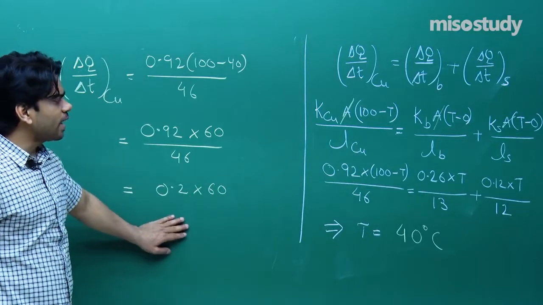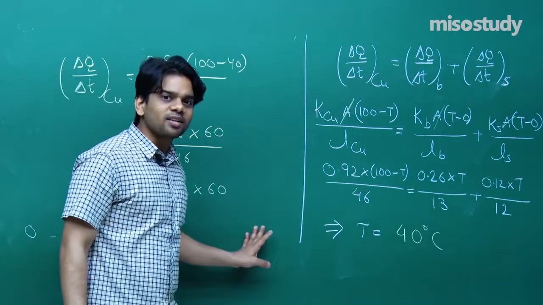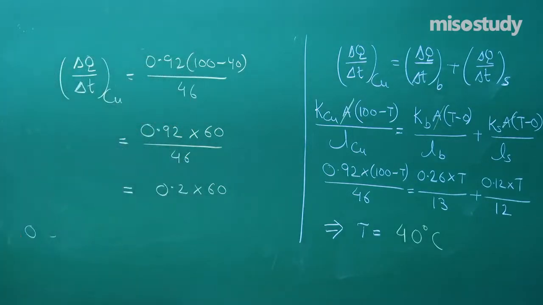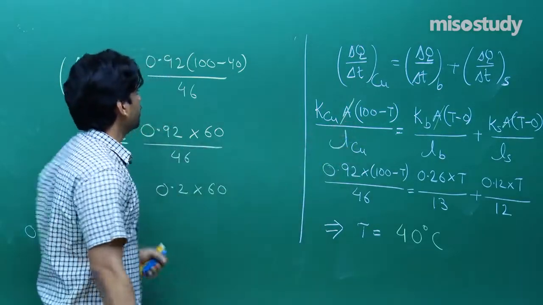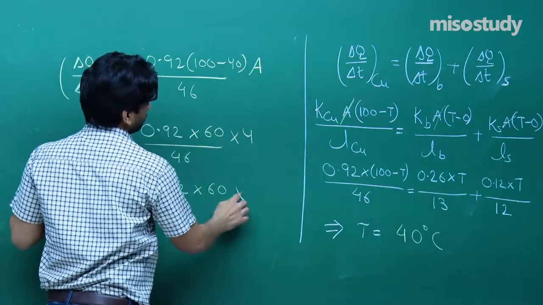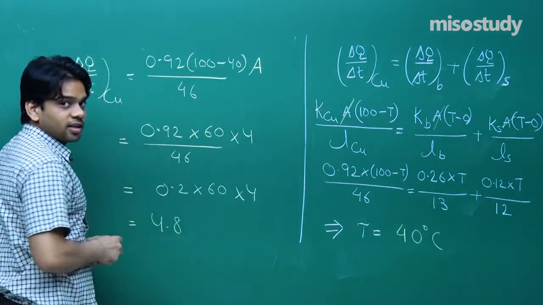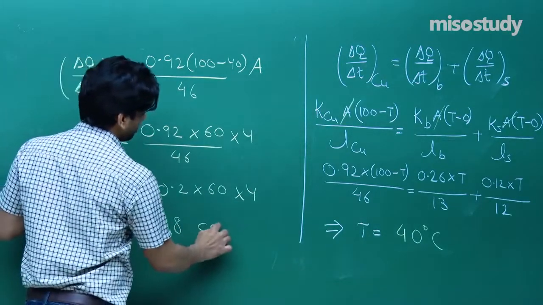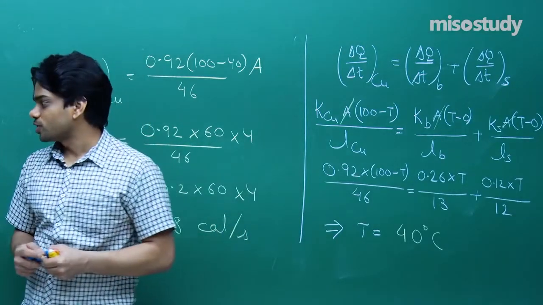Now next thing, all values are given in CGS system, it will be taken care of. You take note till here. Now one more thing, you see here I have written directly this value, but the area also we need to include here. So put here area, 4 square centimeter. So you will be getting 4.8 calorie per second, that is the value of the rate of heat flow, 4.8 calorie per second.